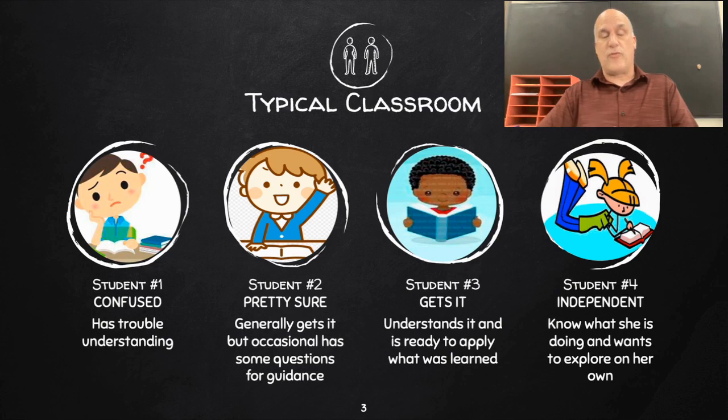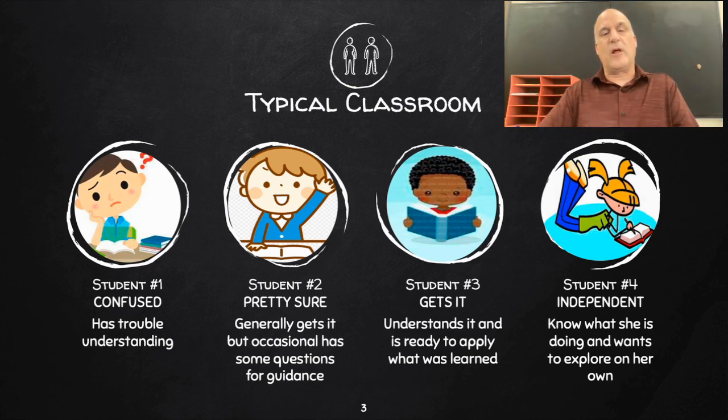Then you have student 3. This is the student that gets it. This is the student that has mastered what is being asked to be taught. They're able to apply what is learned as a result. And then there's student 4. This is the independent student. And not only do they know what they're doing, they want to take it further. They're able to expand upon what has been learned. So they're not just applying it, they're able to take it to higher levels of thinking.